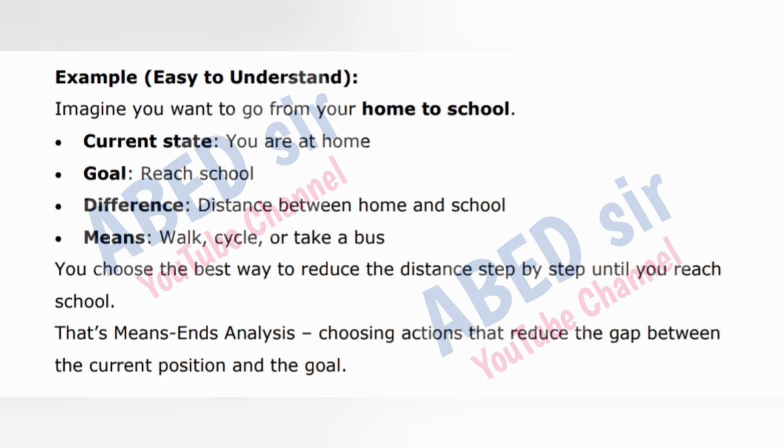Example, easy to understand. Imagine you want to go from your home to school. Current state: you are at home. Goal: reach school. Difference: distance between home and school. Means: walk, cycle, or take a bus. You choose the best way to reduce the distance step by step until you reach school. That's means-ends analysis, choosing actions that reduce the gap between the current position and the goal.